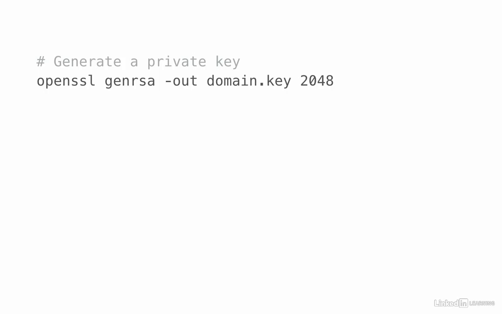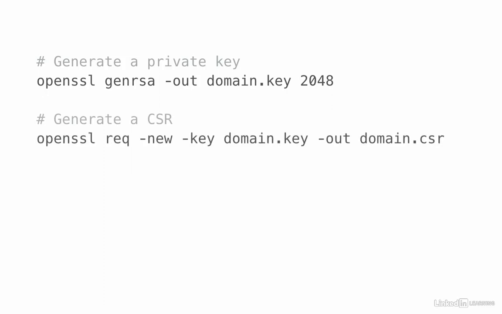Once we have our private key, then we can use it to generate a CSR. We'll again use OpenSSL to do that, but this time we'll use the req command with it. openssl req -new, because we're creating a new request. req is short for request. And then we tell it where to find the key and what we want to use as an output file for our CSR.